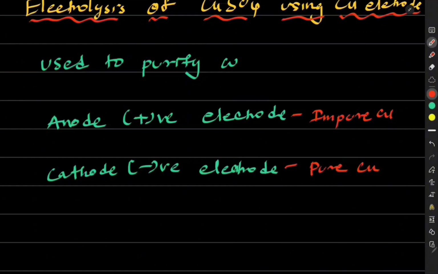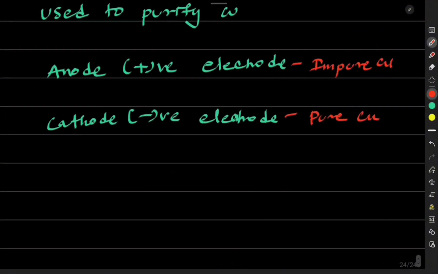Impure copper rod will dissolve and provide Cu2+ ions to the solution, while more copper solid will deposit on the pure copper and grow its size. The cathode size will grow. Let's look at the reactions.